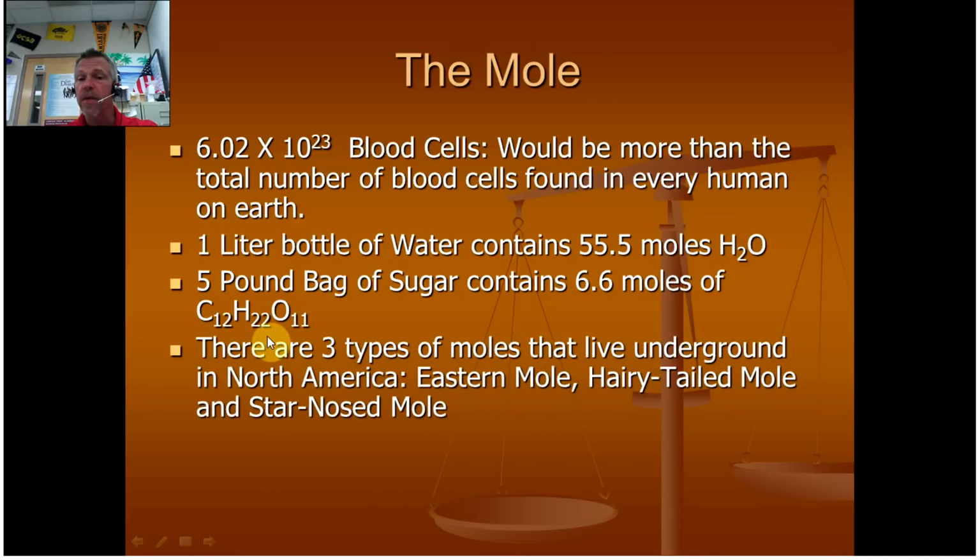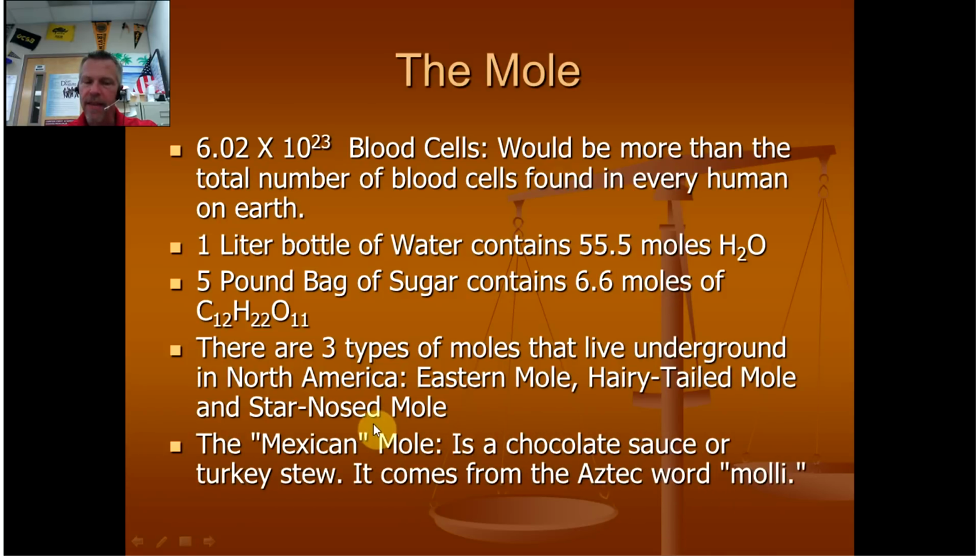There are actually 3 types of moles that live underground in North America. These include the eastern mole, the hairy-tailed mole, and the star-nosed mole. And then there is, of course, my favorite mole, the Mexican mole, which is a chocolate sauce that goes on, for example, enchiladas. Quite wonderful mole. It comes from the Aztec word mole.